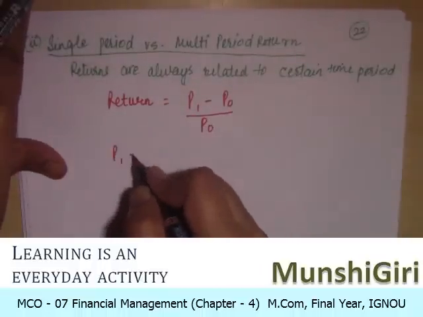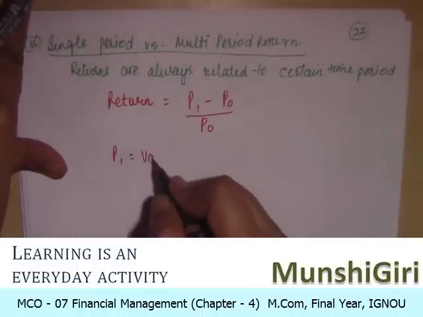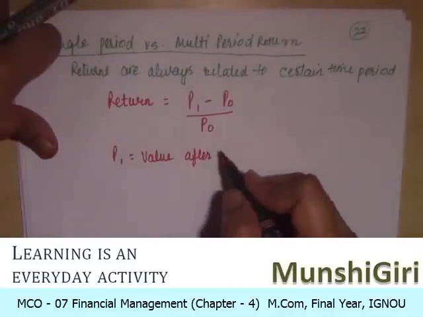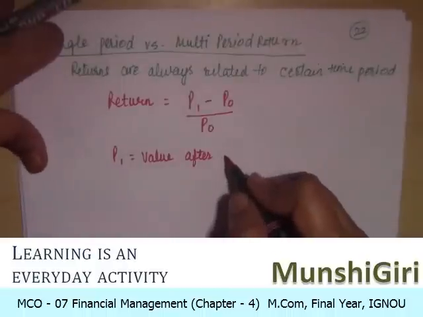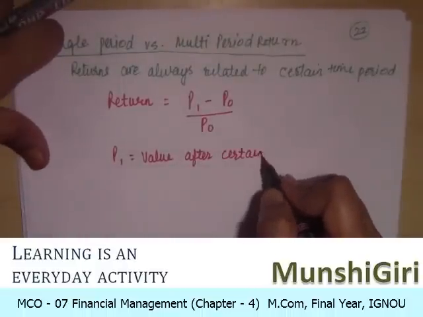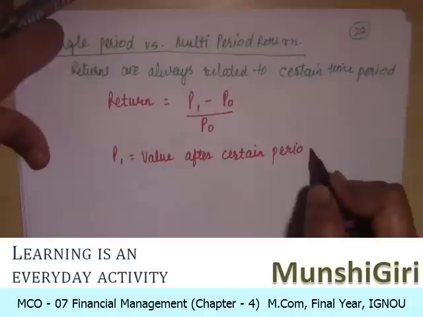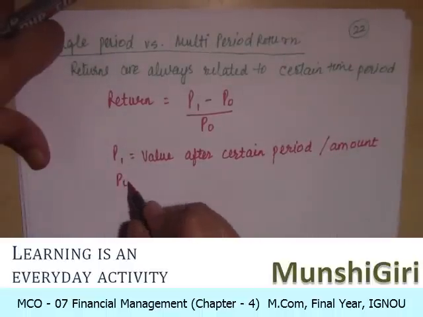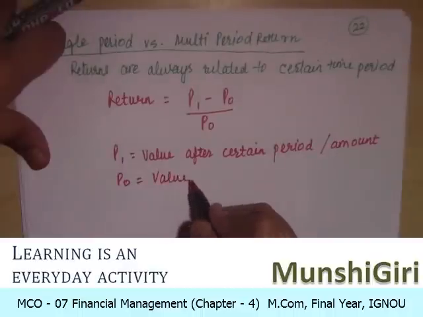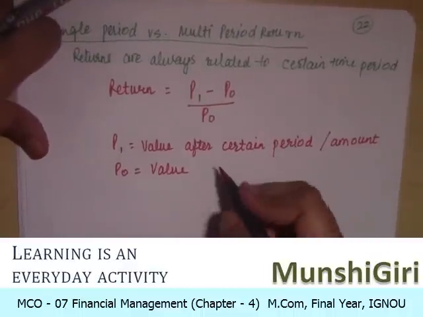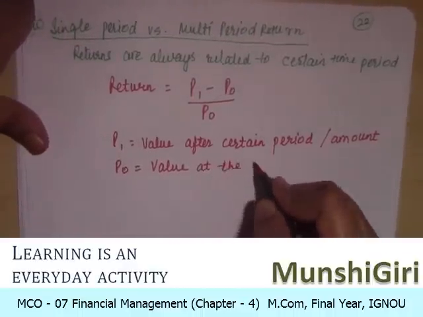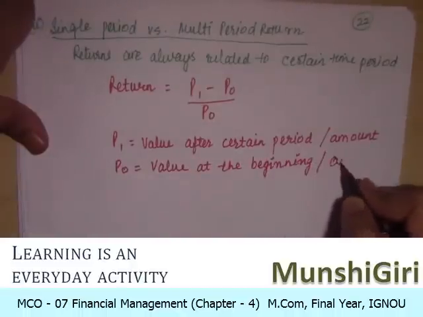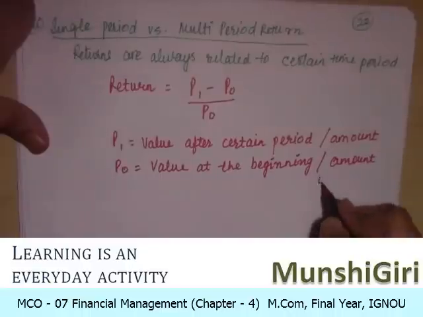Here P1 is the value after a certain period, and P0 is the value at the beginning. We can also call it the amount invested.